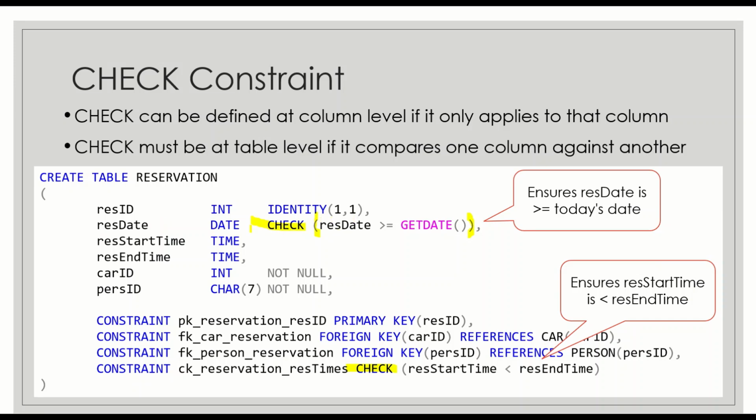So our first check constraint for res date says that the reservation date has to be greater than or equal to getDate. So getDate means today. The reservation has to be today or later.